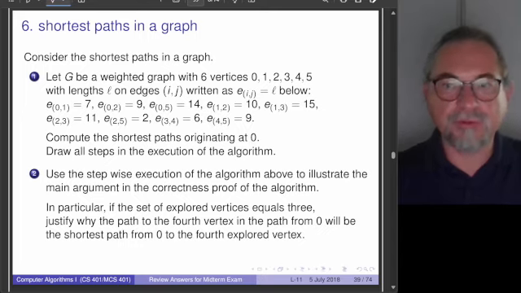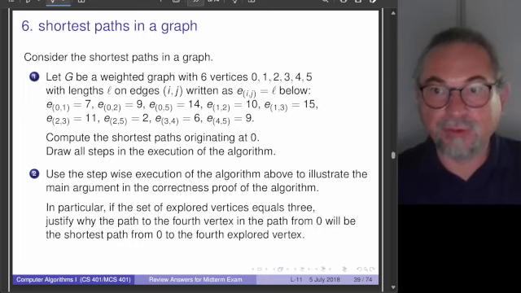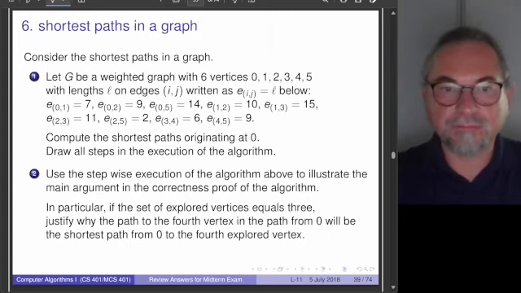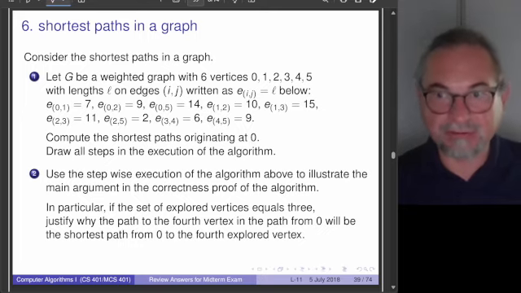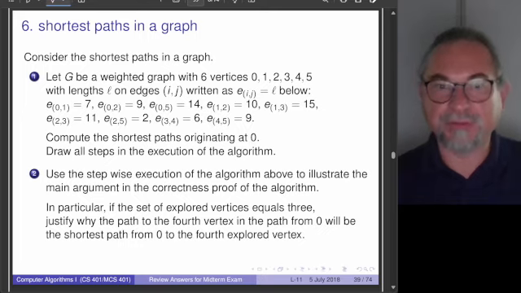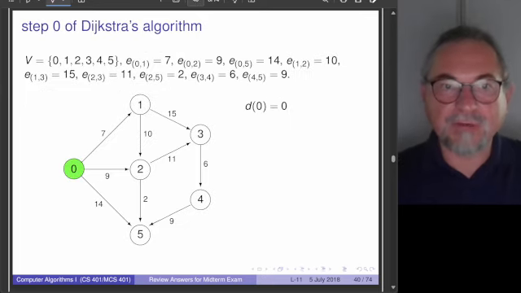So we want to know what is actually the argument for why the greedy algorithm works. And think about, when you are at 3 vertices, what happens when you select the next vertex, and why is your selection the optimal selection? Okay, so the algorithm that we are running is Dijkstra's algorithm.